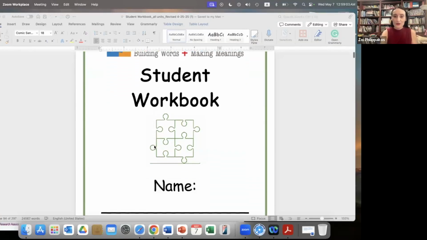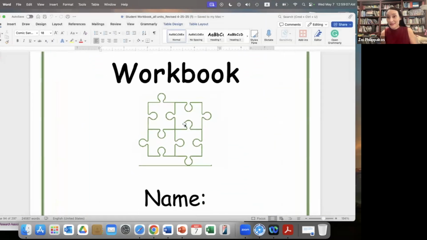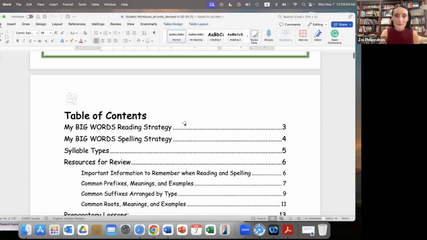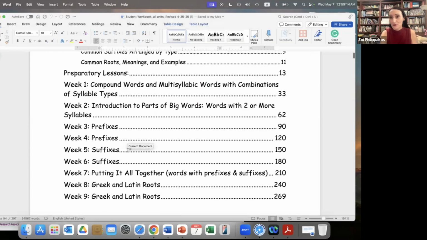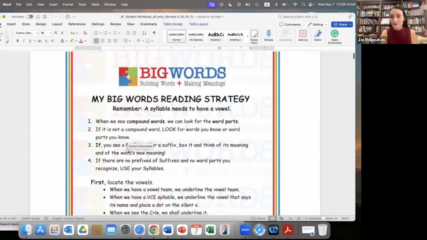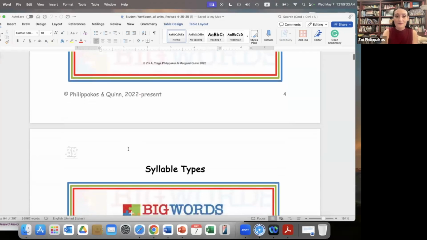The student workbook will be printed for the student to write their name. And then you have the table of contents that refers the students to the different sections. And the students have the same resources that the teachers have in their own manual. But remember, you follow the link to go to the folder to print the resources out. So in the student book, they see exactly the same strategies that the teacher has.